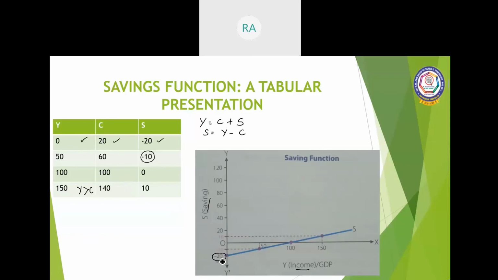Savings line is positively sloped and it moves upward. This blue line is the savings curve S. It moves from left to right. It indicates that savings is positively related to income. When income is high, savings is also high.